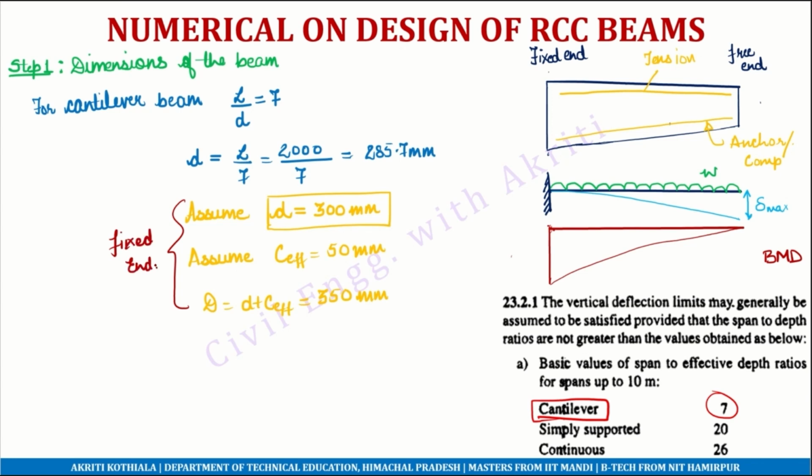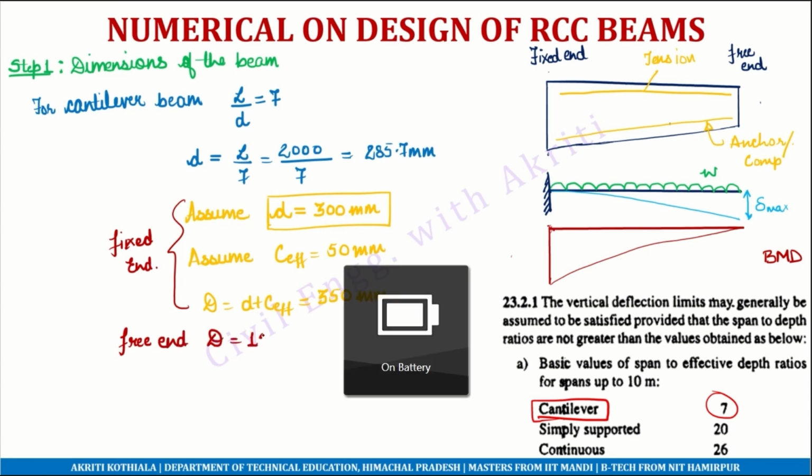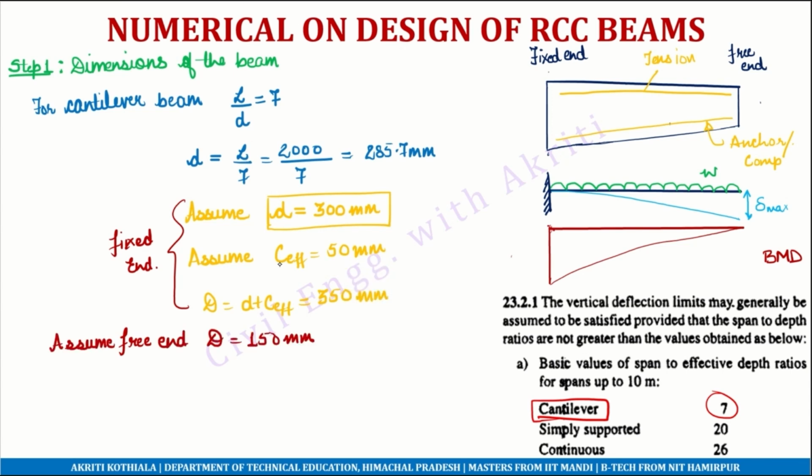So these are the values of D. Next, we can simply assume that at the free end the value of D can be equal to 150 mm, because we know that we have to reduce the depth here. So we are assuming a value of D equal to 150 mm because the bending moment at the free end is very less. Now coming to the width of the beam.